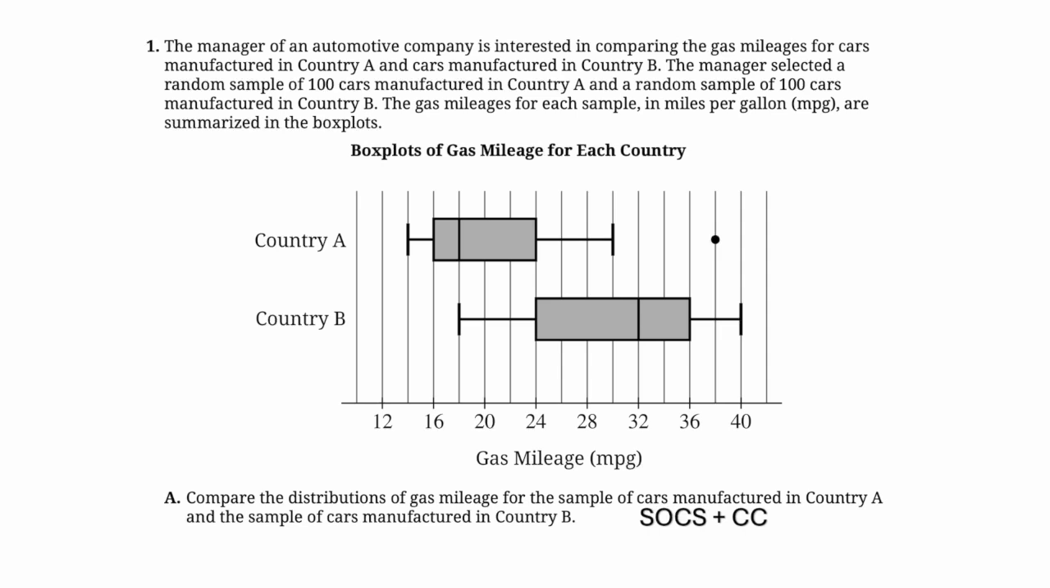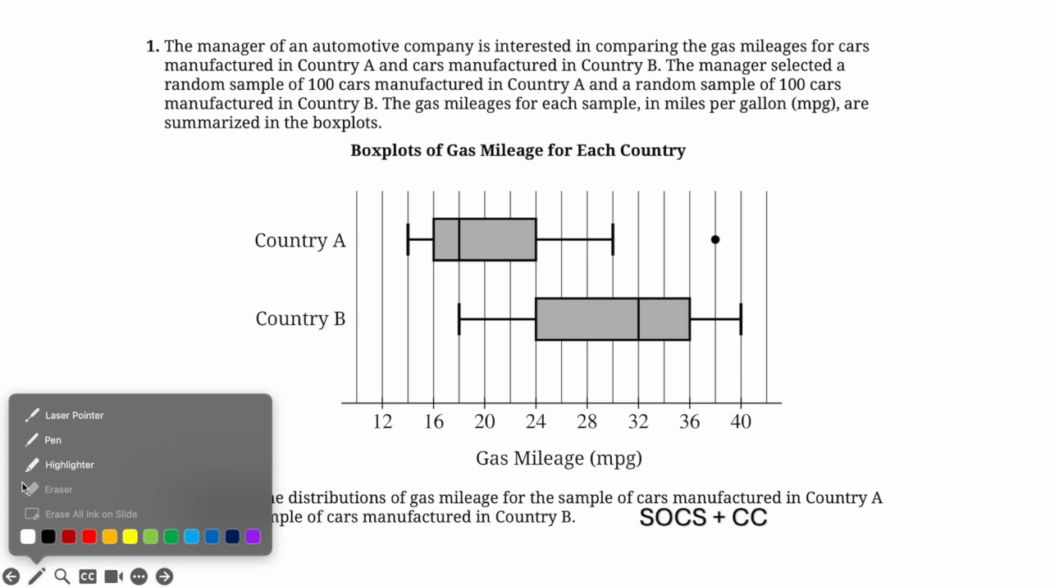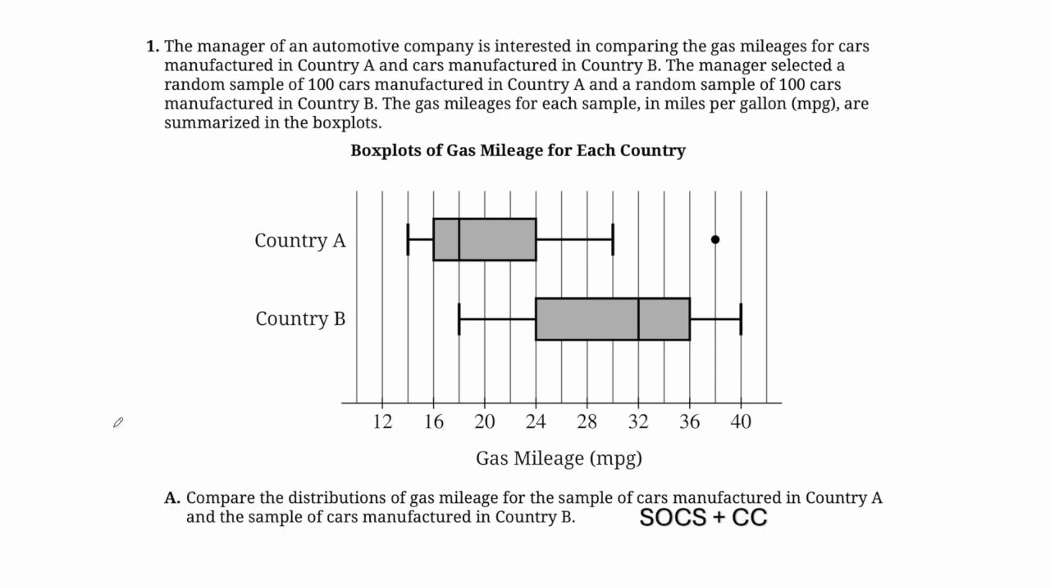Question number 1. The manager of an automotive company is interested in comparing the gas mileages for cars manufactured in country A and cars manufactured in country B. The manager selected a random sample of 100 cars. I'm going to just underline that. That's the sample size from country A, and a random sample of 100 cars manufactured by country B.